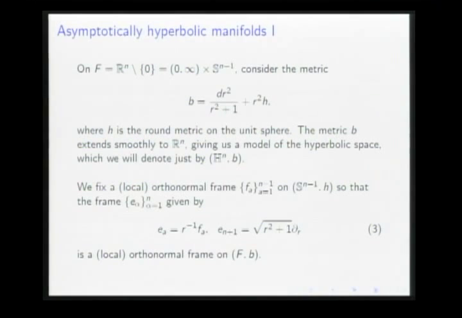Okay, so what is an asymptotically hyperbolic manifold? What you do is you take this model here for hyperbolic space. So you fix a local orthonormal frame on the sphere. H is the round metric on the sphere. And you consider this frame here as a frame now on the hyperbolic space, FB.